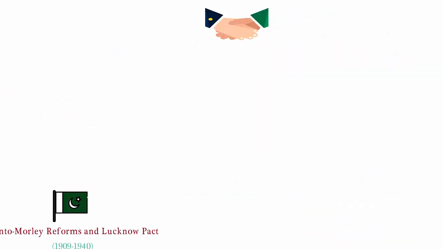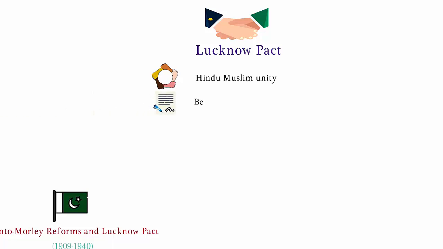Moving on to the Lucknow Pact. The Lucknow Pact is an excellent example of Hindu-Muslim unity. It was the first and last pact signed between the Congress and the Muslim League.